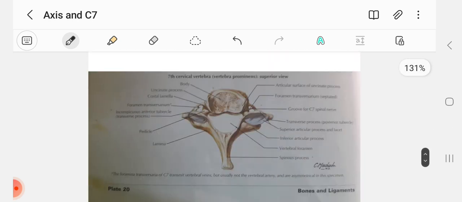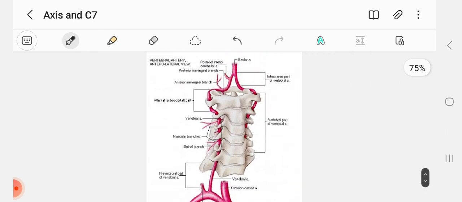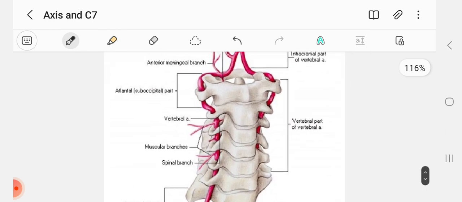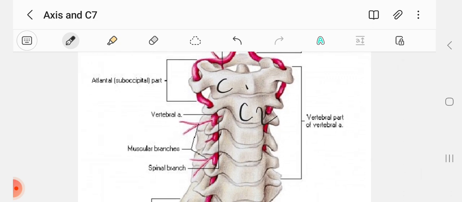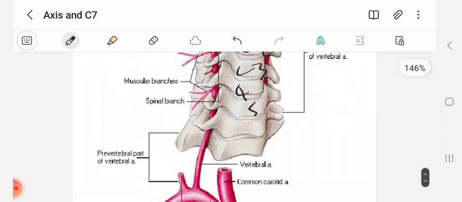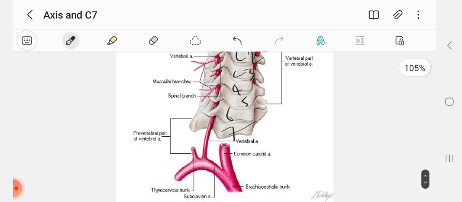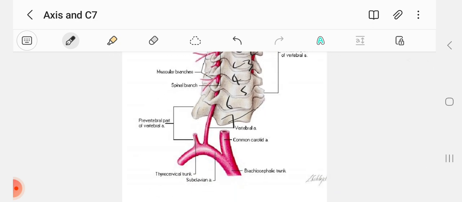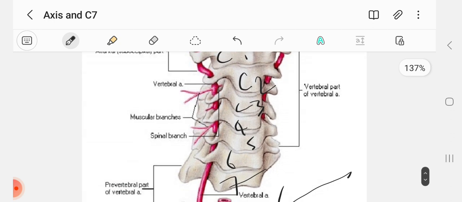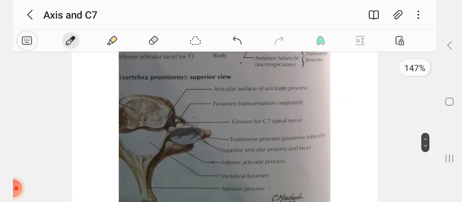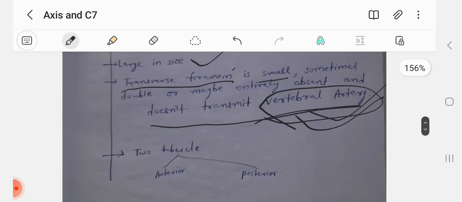If you know, in the transverse processes here, this is the C1 vertebra, this is C2, this is C3, 4, 5, 6 and 7. From the subclavian artery here, one artery arises, that is the vertebral artery. The vertebral artery passes through the transverse foramina from C6 to C1, but it doesn't pass through the transverse foramen of the C7 vertebra. So, as I told you, the transverse foramen of the C7 vertebra doesn't transmit the vertebral artery.